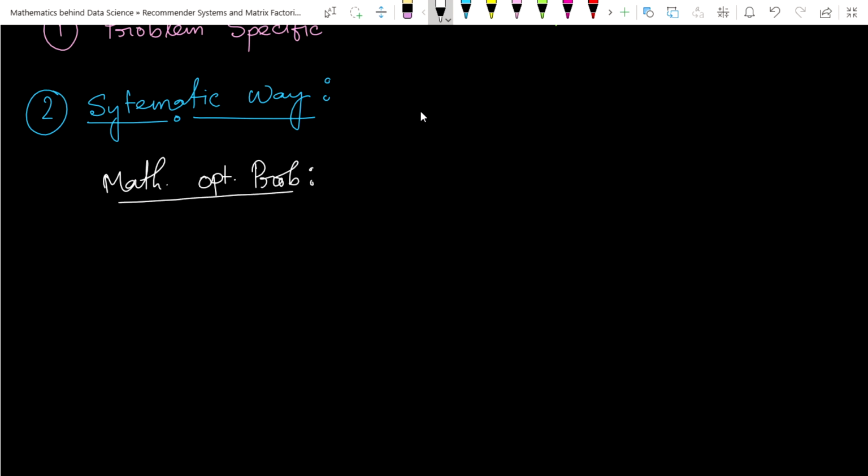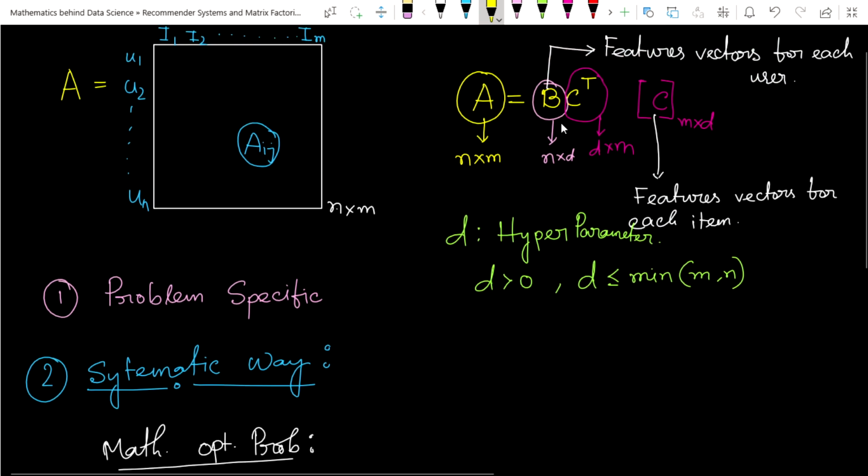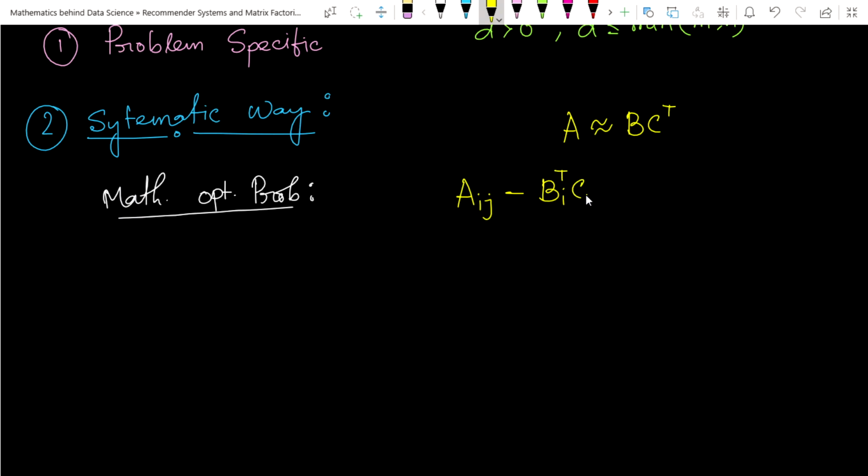Just remember it yourself. The optimization means we have to approximate this matrix A as the factorized term B into C transpose. So at the end of the day, we have to minimize this distance, Aij minus Bi transpose Cj, where Aij is the general term. Bi is the ith column of the B matrix and Cj is the jth column of the C matrix.